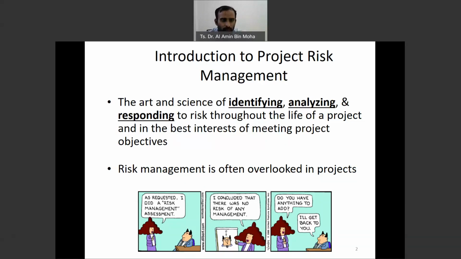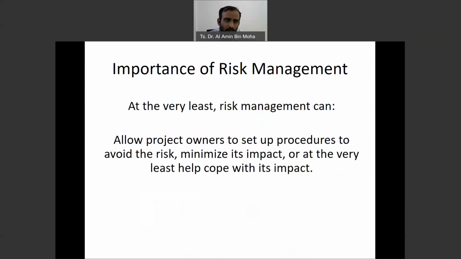This risk management is often overlooked in the project, usually because they are focusing on other parts, like the technical parts and the profit gaining part. So what is the importance of risk management? At the very bottom line, at the very minimum level, risk management can allow project owners to set up procedures to avoid the risk, or to minimize its impact if it happens, or at the very least, help cope with its impact.